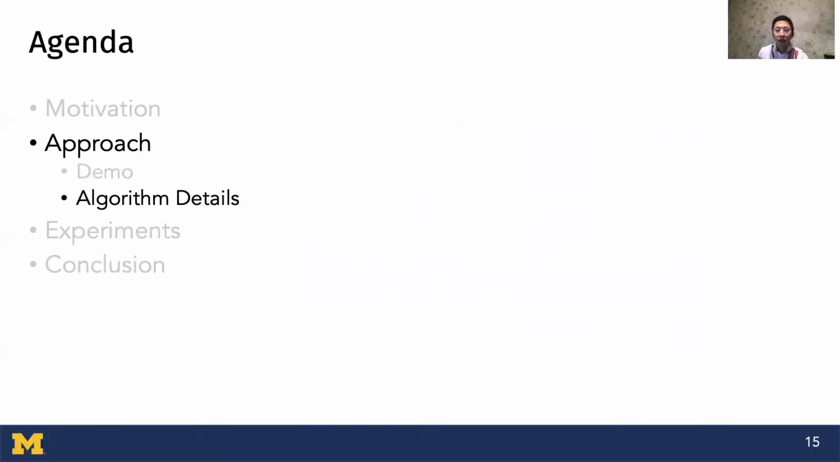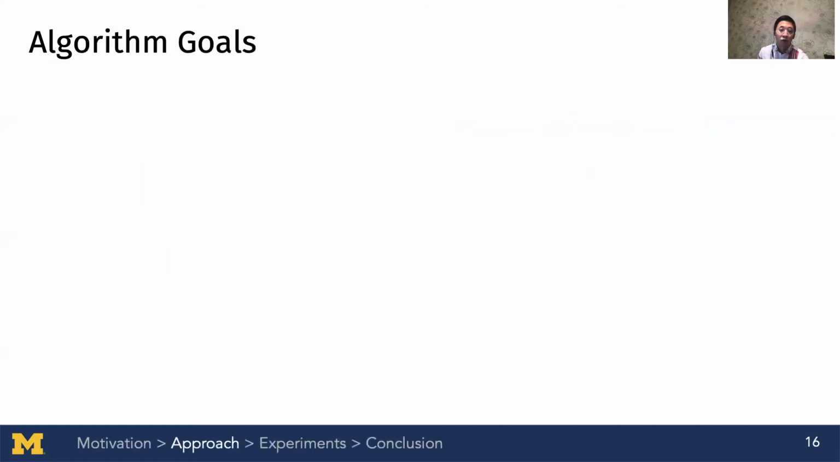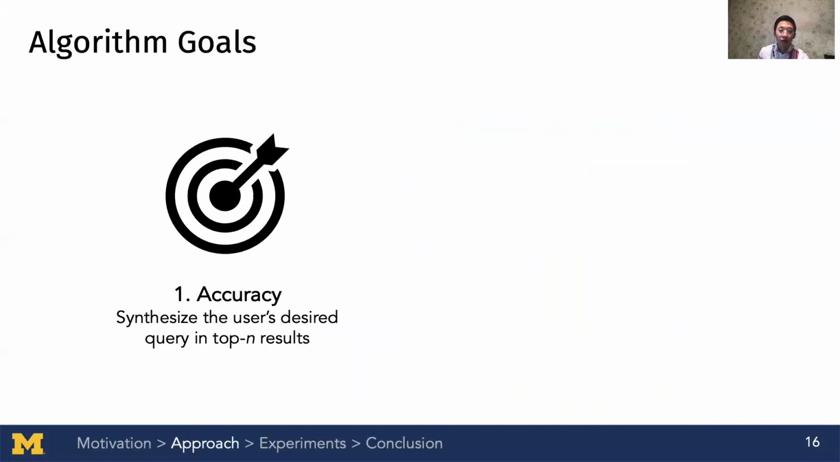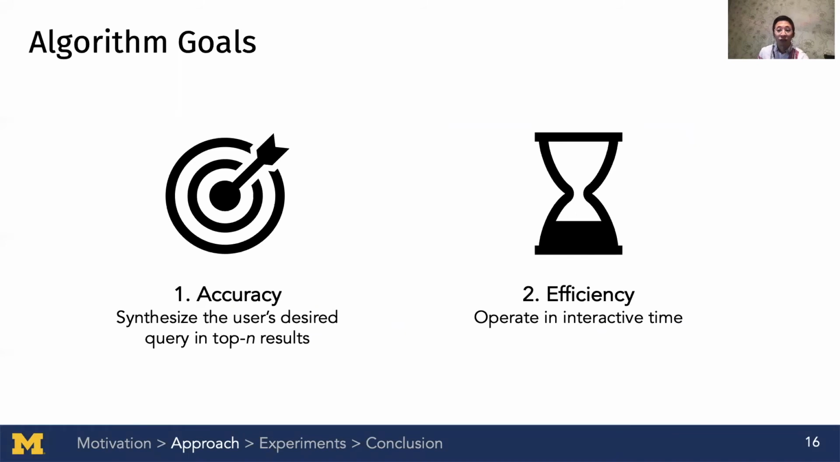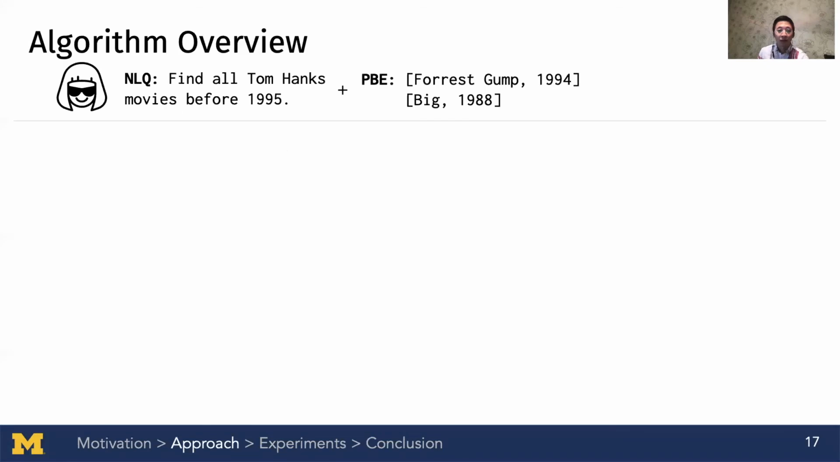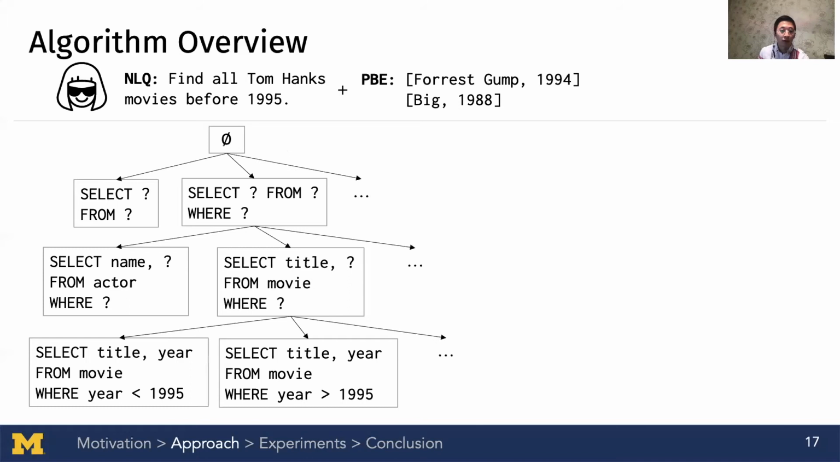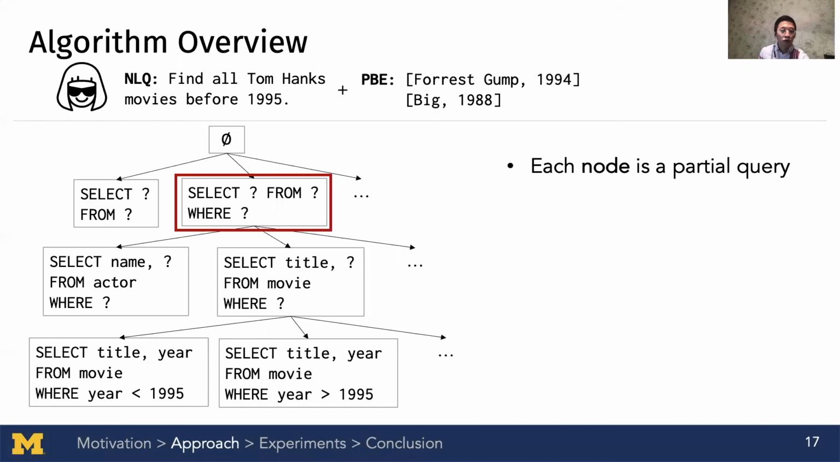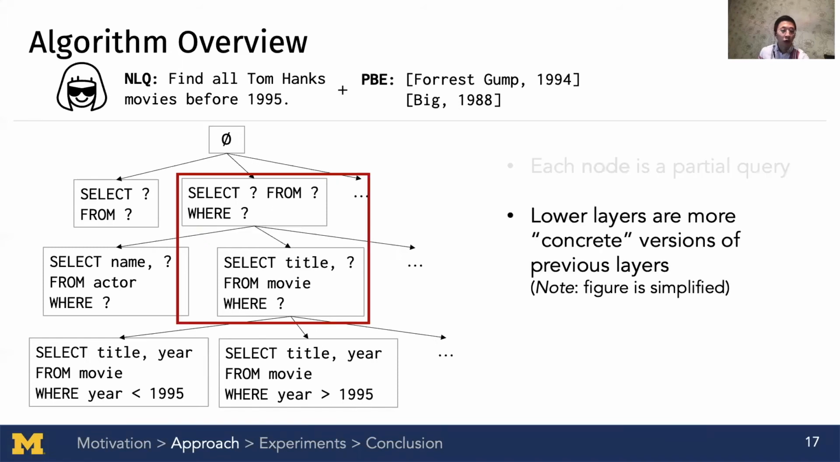Now, some details about the way we approach that. Our goals essentially are to maximize accuracy and also to consider the efficiency of our algorithms. As an overview, let's say that we go back to our Tom Hanks example and we provide both specifications now. The way we internally model the search process of finding SQL queries is to enumerate a syntax tree as follows. In this tree, each node is a partial query, and lower layers and lower nodes are more concrete versions of previous layers. So the bottom node here is a more fleshed out version of the upper one.